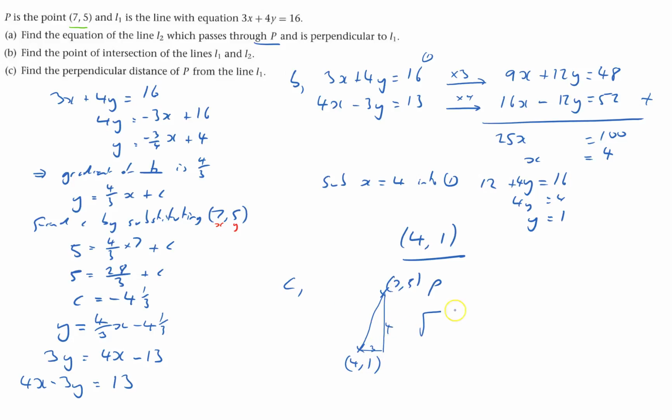Oh, it's a 3, 4, 5 triangle, so it's the square root of 3 squared plus 4 squared, which is the square root of 5 squared. Therefore the distance is 5. Possibly could have drawn a diagram, but that's that question done.